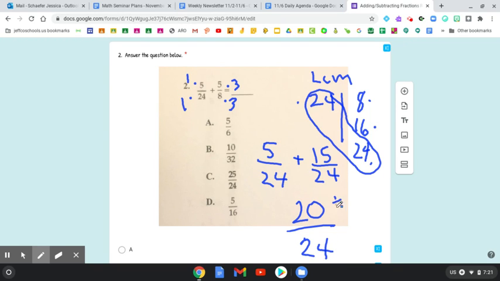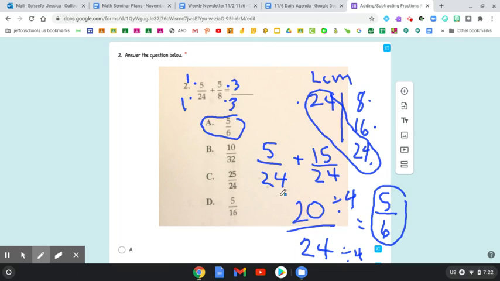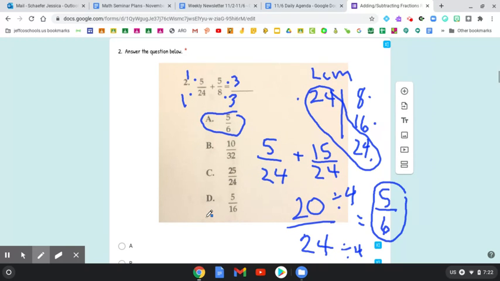These have a common factor. It's not on there as my answer yet, and that means I need to simplify still. So 4s can go into both of these. I'm going to divide them on top and bottom by 4. 4 fits into 20 5 times, and 4 fits into 24 6 times. Here is my final answer in simplest form: 5/6. So I want A. So you're finding LCM, you're doing your common denominators, you're showing your multiplication, you're getting your answer, and if you have to simplify, you're doing that as well.